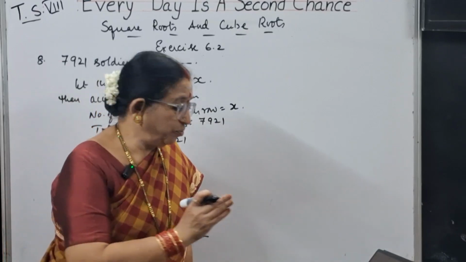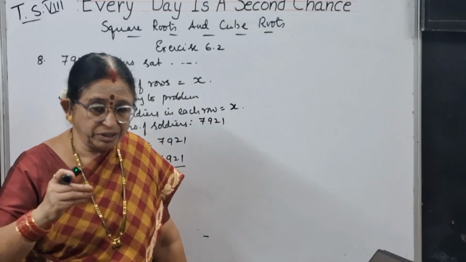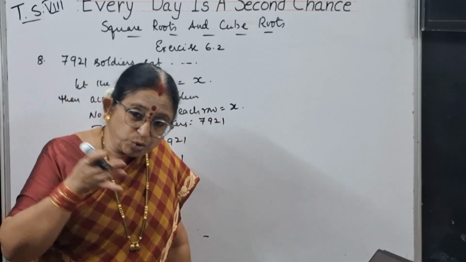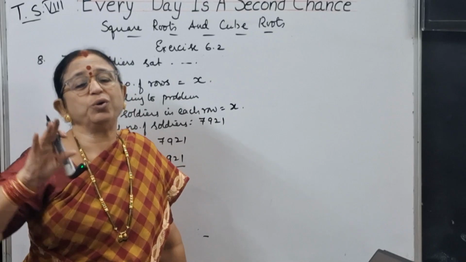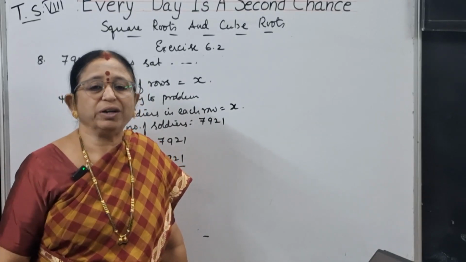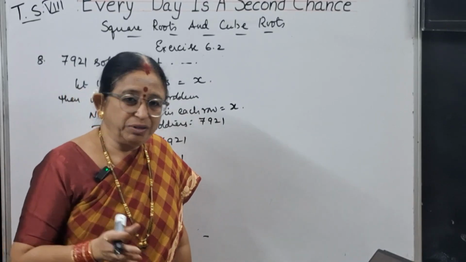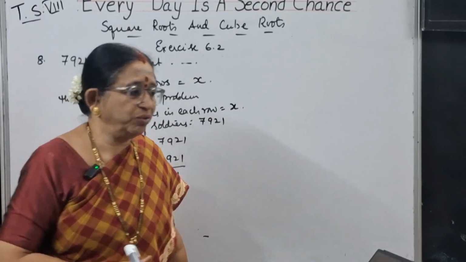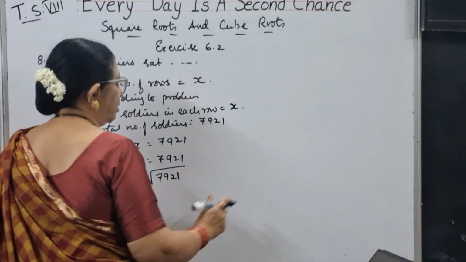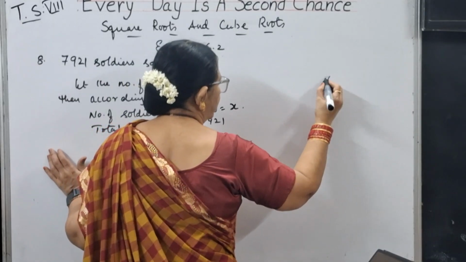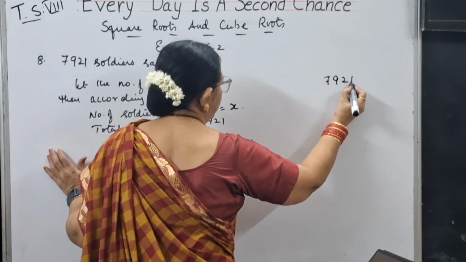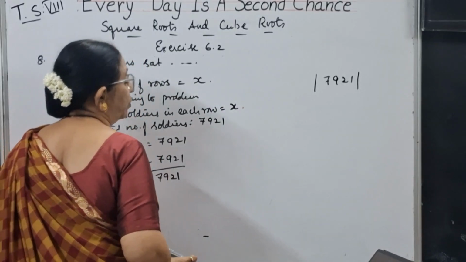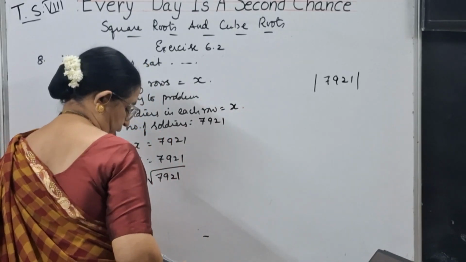Actually, the division method in your portion comes after this exercise. But to do this problem, you should know the division method. Otherwise, you cannot do it. So that is why I'm teaching you the division method now. And again, after this exercise, I will teach you in detail. So let me divide it. In the rough column I should do it. 7921, I have to find the square root by using the division method.